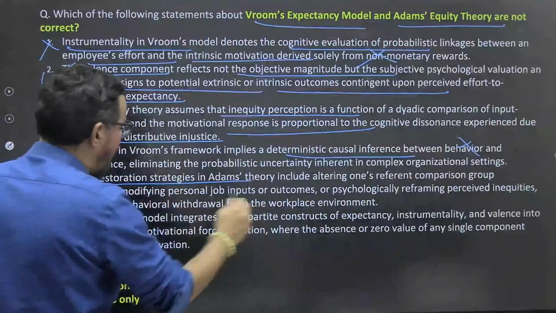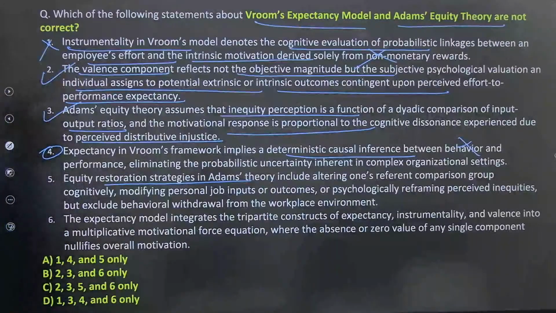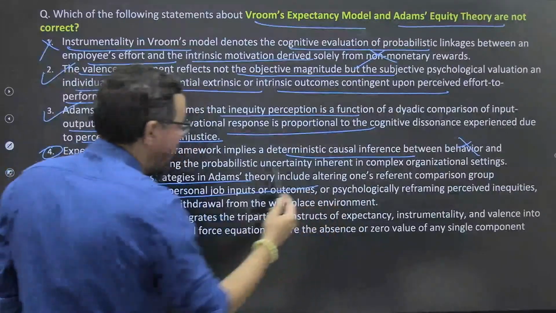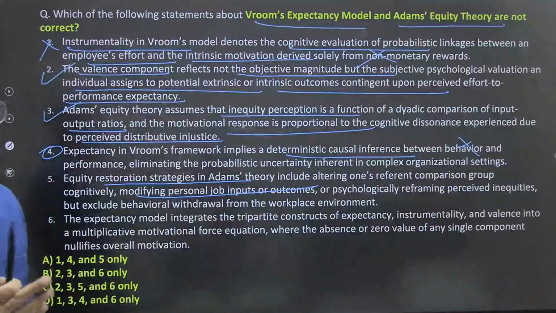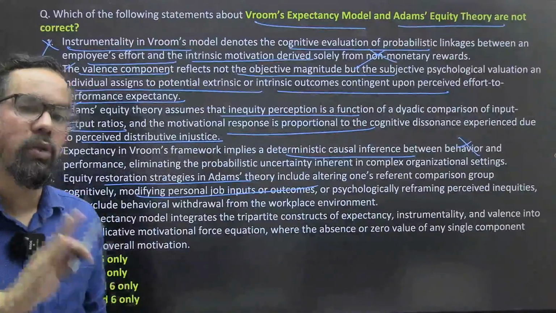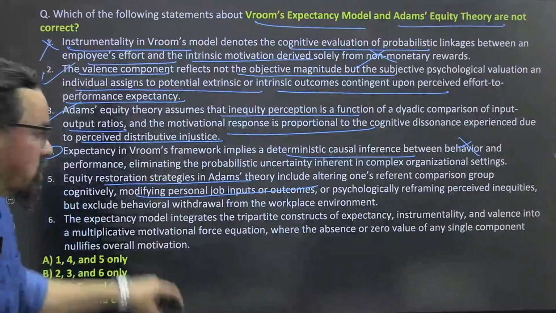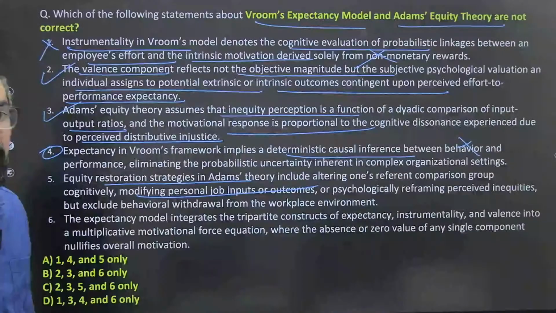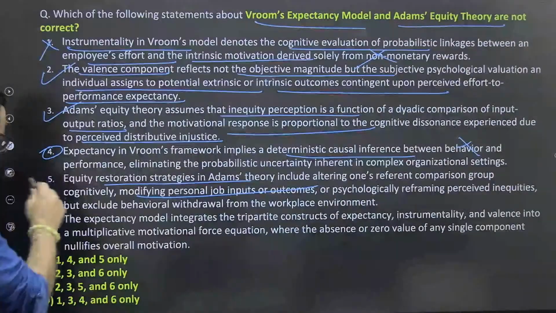Equity restraint strategies in Adams' theory include altering one's referent comparison group cognitively, modifying personal job inputs or outputs, or modifying personal job input and output is not. Basically we do comparison, like two people are working in the same line with the same contribution, so the reward should be the same. That is the only one. Okay? We are not going to modify our job things and all. So this is also wrong.